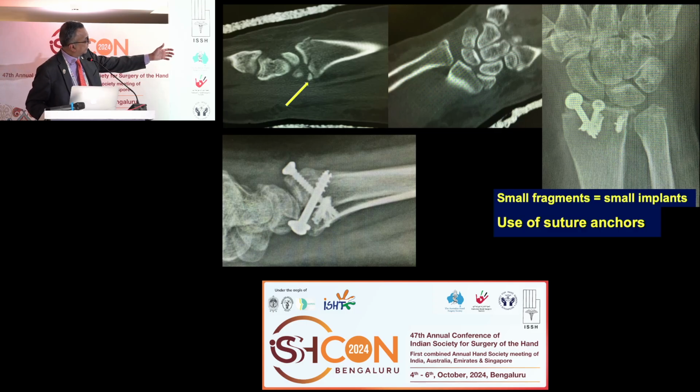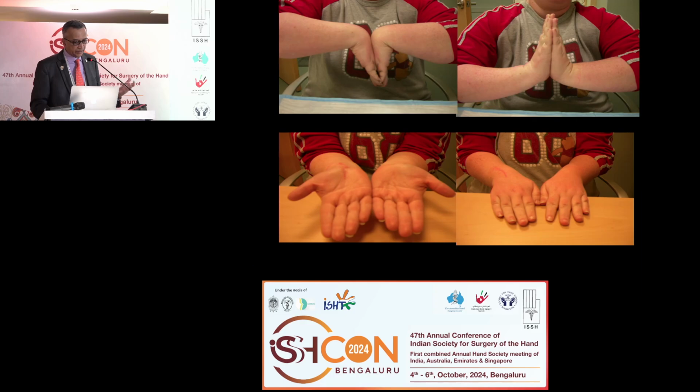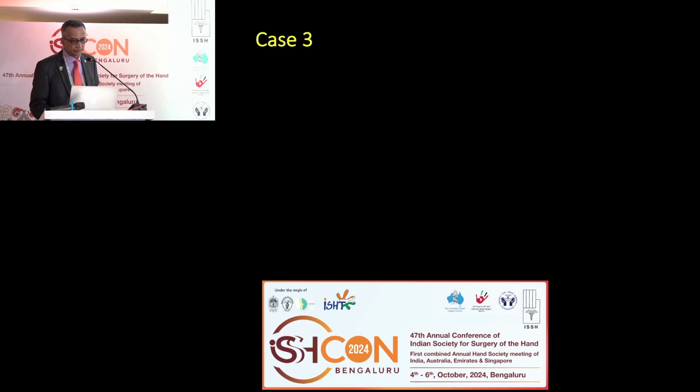Now, this is a case from about 20 odd years ago. You'll see that the devices that we used are much bigger. Small fragments equal to small implants, but you still use big ones. And we used suture anchors, and you can get a reasonable outcome. So this is exactly what the volar and the dorsal plates were doing. They were trying to buttress those tiny fragments. But yes, it could have looked much less metal heavy than what it looked on the X-ray.